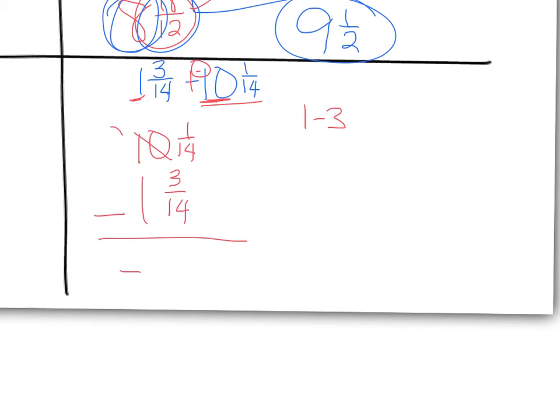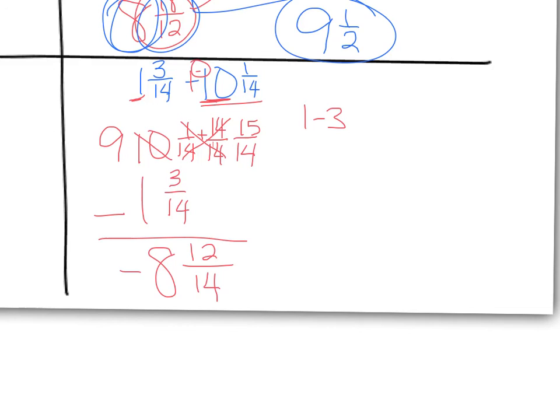So I'm going to borrow from the 10. It becomes a 9. I'm going to add 1 to the 1 over 14, but remember, I can't just add 1. I have to add what a 1 would look like split up into 14 pieces. And it would look like 14 over 14. And when I add 1 over 14 plus 14 over 14, I get a new fraction as 15 over 14. Now I can take 15 minus 3, which gives me a 12. My denominator stays the same, and when I subtract my whole numbers, I get an 8.